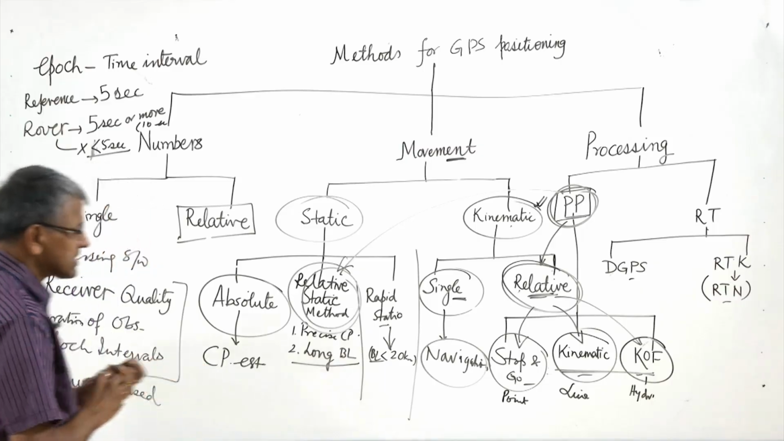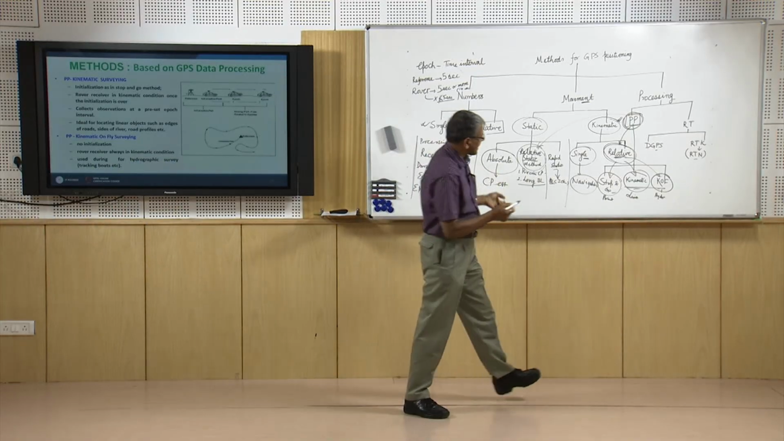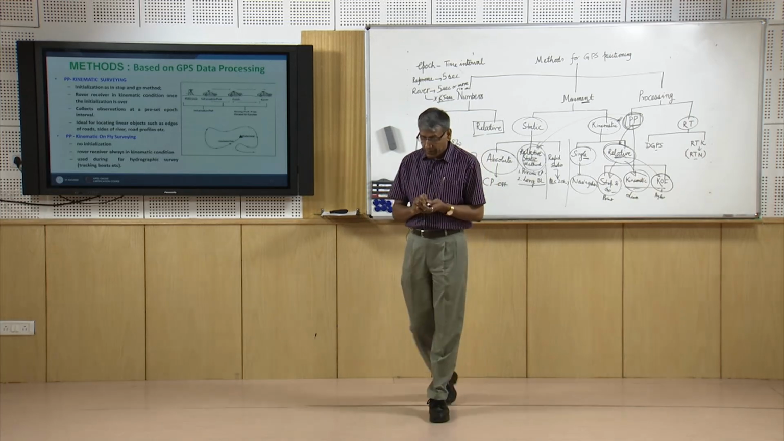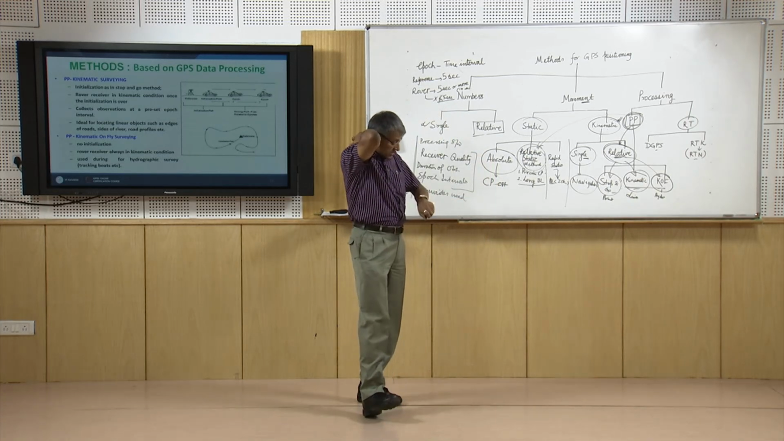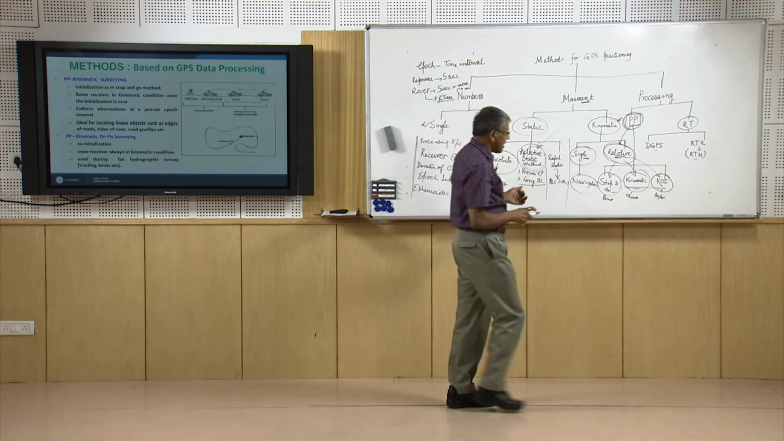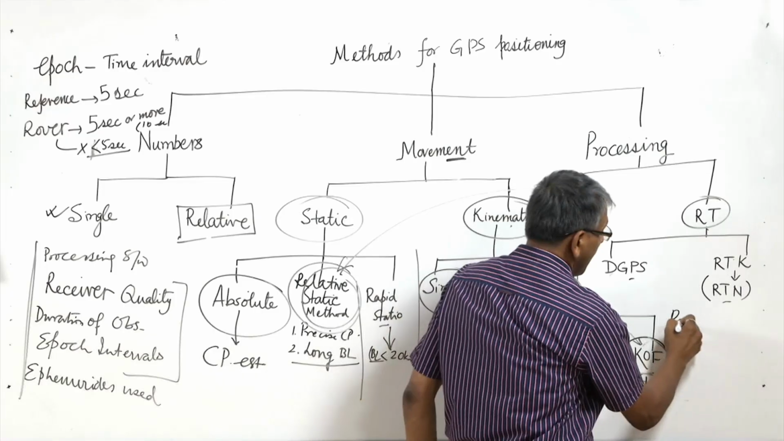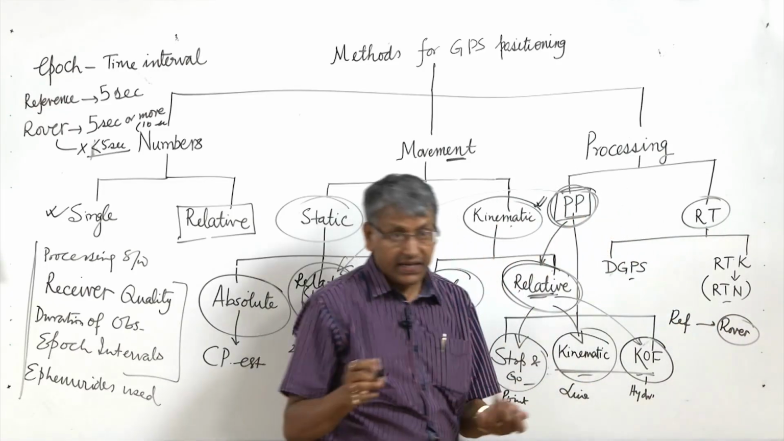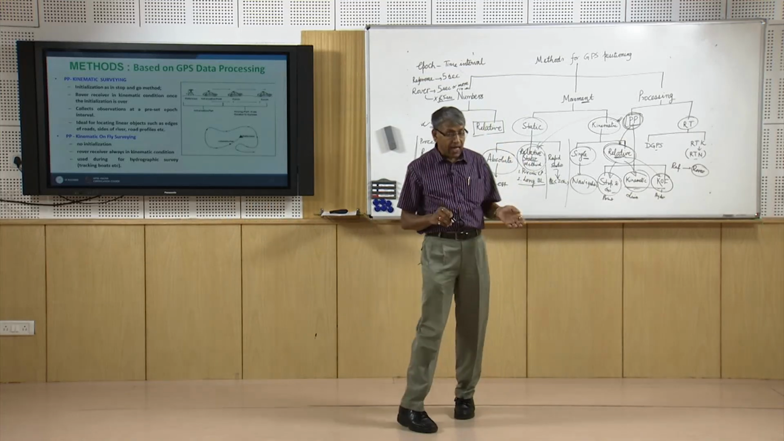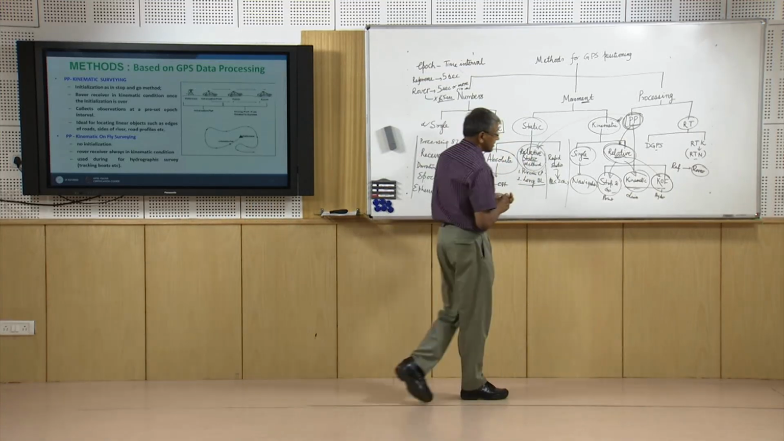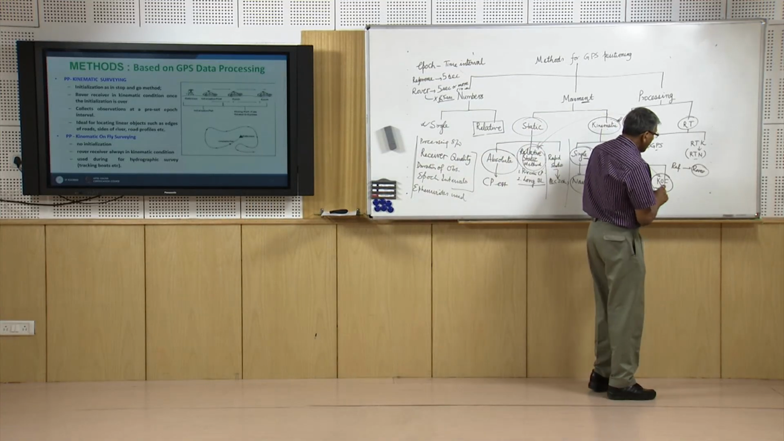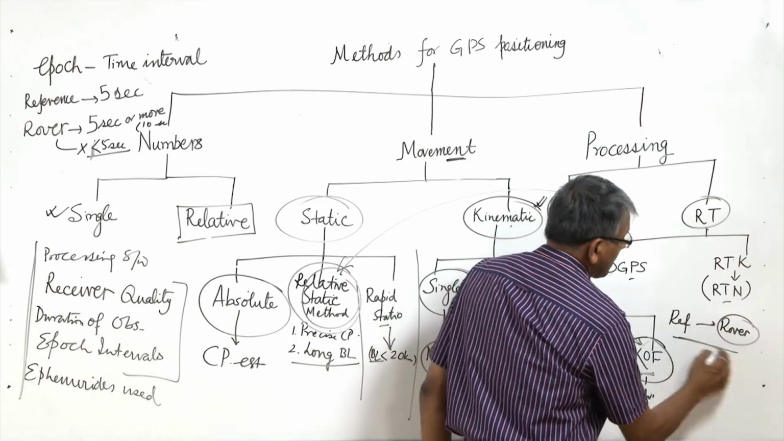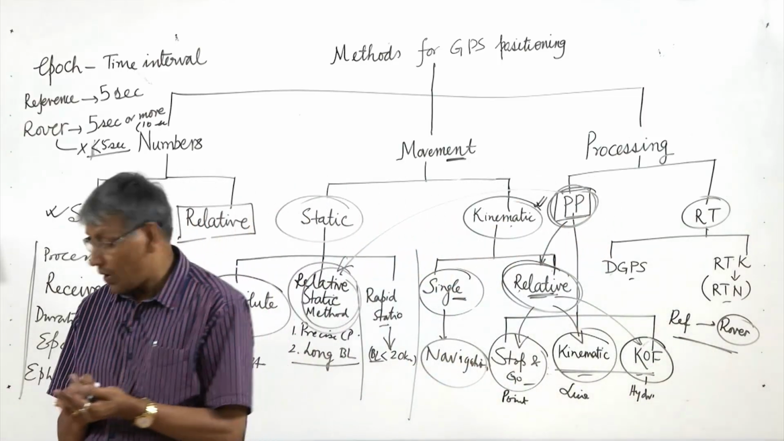Another variety which is now very popular is real time GPS surveying. In real time surveying, the errors are sent from the reference to the rover, and the rover makes corrections in real time and provides position in real time. In this case, there is an additional arrangement that is required.